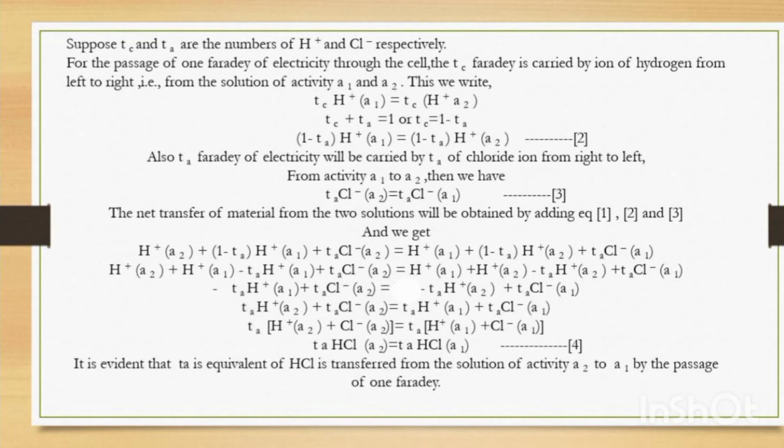Now, taking both the Ta on one side, we get TaH plus a2 plus Cl negative a2 is equal to the same on the other side, TaH plus a1 plus Cl negative a1. Then we get Ta of HCl a2 is equal to Ta of HCl a1. This is our equation number 4. It is evident that Ta equivalent of HCl is transferred from the solution of activity a2 to a1 by the passage of 1 Faraday.